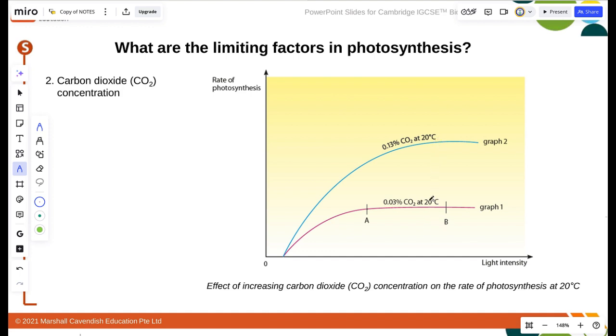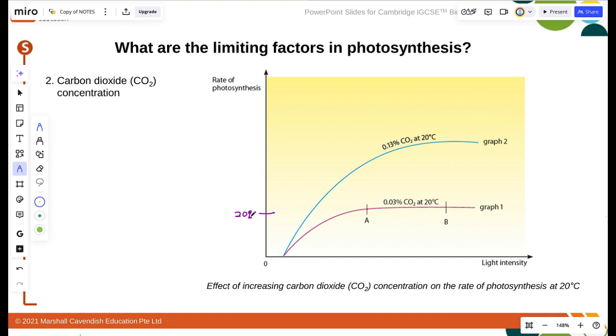Even though the temperatures are the same at 20, you can see the rate of photosynthesis increased way above graph 1 in graph 2. The rate of photosynthesis increased tremendously, way higher compared to the first graph. Graph 1 has given us a certain value of photosynthesis at this level. Let's say 20% of carbohydrate or starch is produced.